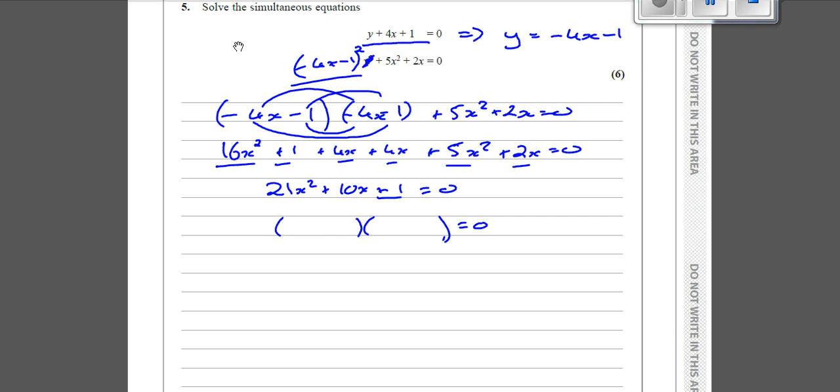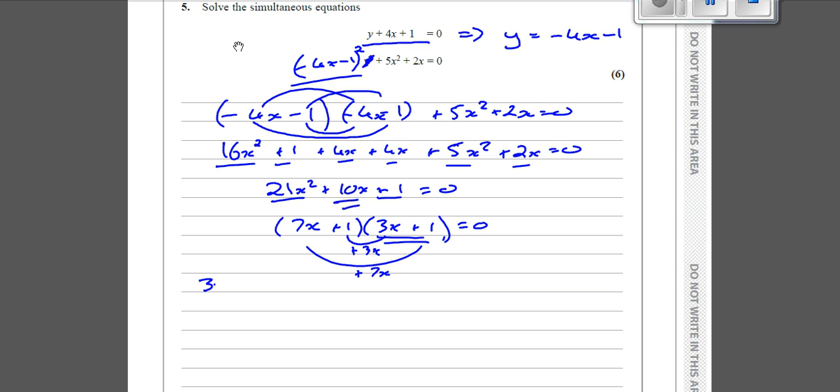So, because we've got a plus 1 here, it's going to be plus 1 and plus 1. And so you've got to find things that multiply together to make 21x squared. So 7x and 3x make 21x squared. And if we multiply these two out, it's going to be plus 3x and plus 7x, which is going to give us a plus 10x. So once you factorize it properly, you've got to make both brackets equal to 0.